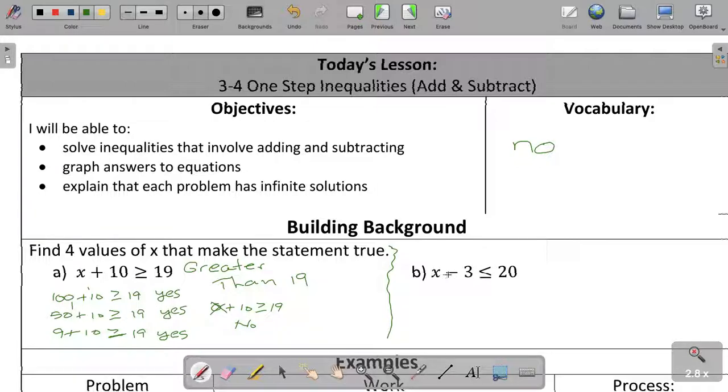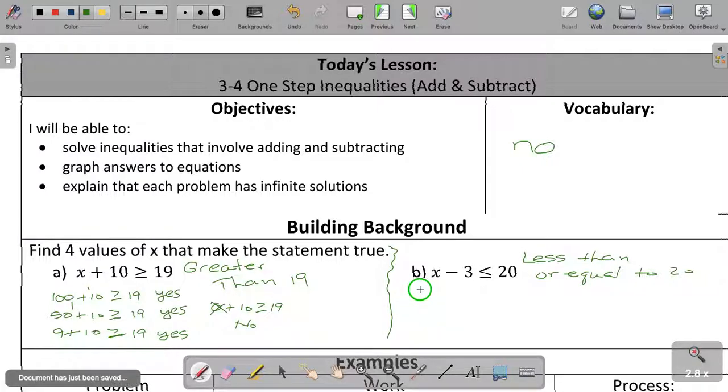Give me some numbers that if I subtract 3, the result is less than or equal to 20. So let's think here. What number might work here?